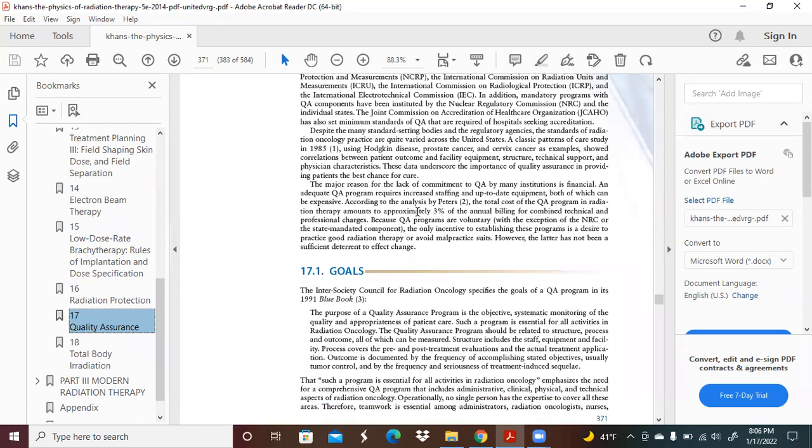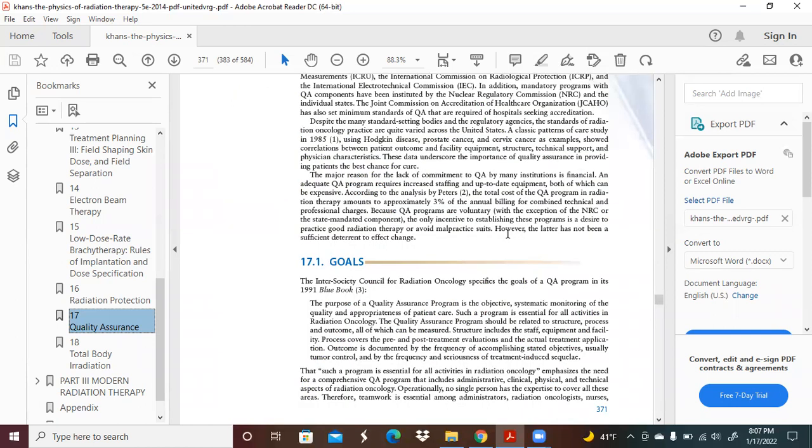Part of this paragraph here says that, according to the analysis performed by Peters, the total cost of a QA program in radiation therapy amounts to about 3% of the annual billing. It's not insignificant, but boy, I'd rather pay 3% of something than turn around and have to pay millions of dollars because of a mistake that could have been prevented. Not to mention the toll that it'll take on a patient.